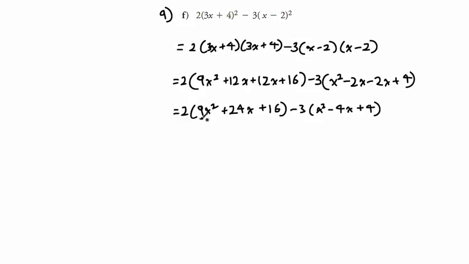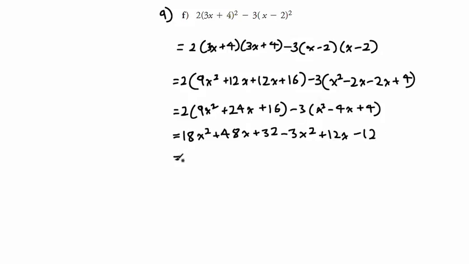Okay, so let's expand the 2 now. That equals 18x squared plus 48x plus 32. Then let's expand the 3. So minus 3x squared, minus 3 times minus 4x equals 12x, because there's two negatives. Then minus 3 times 4 is minus 12.